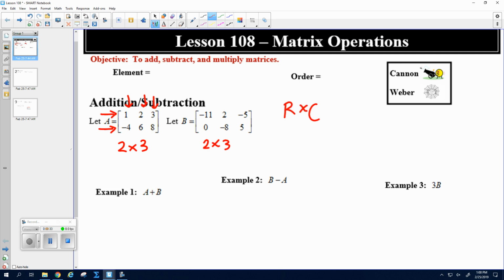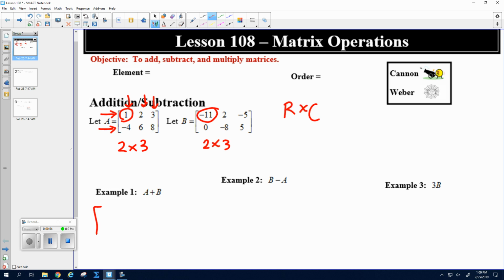You can only add and subtract if they're the same dimension, exactly the same. Like it can't be a 2 by 3 and a 3 by 2, all right? So I can only add a 2 by 3 with a 2 by 3, and I can only subtract a 2 by 3 with a 2 by 3. So if I'm adding A plus B, I'm literally adding the stuff that's in the same spots, right?